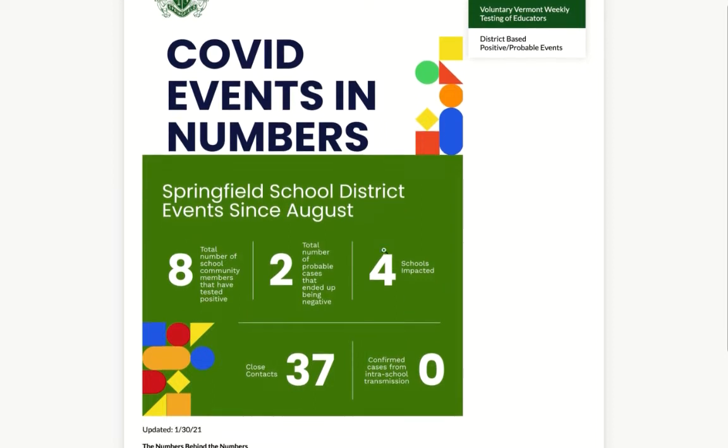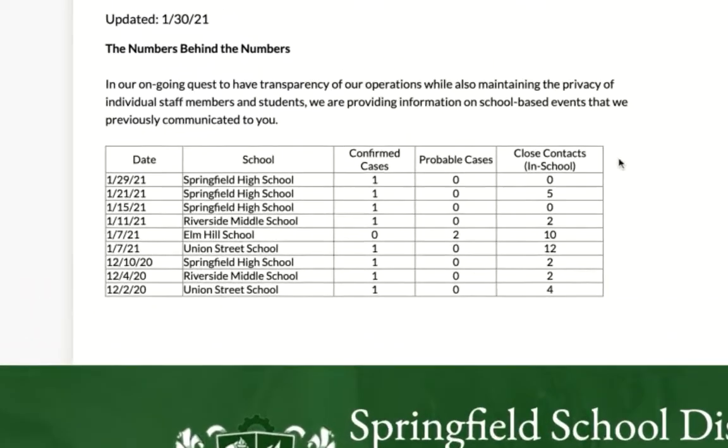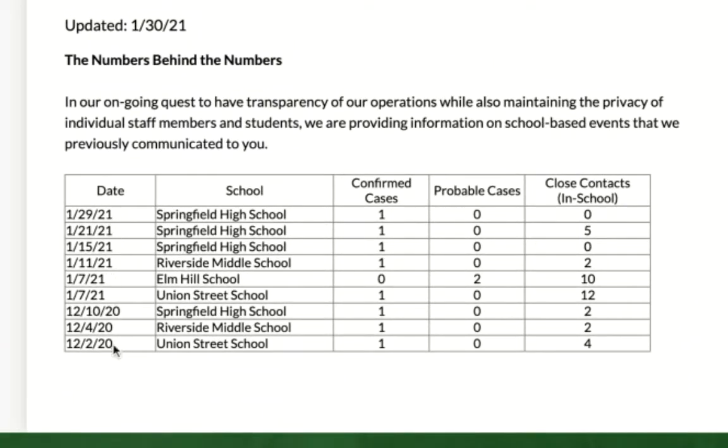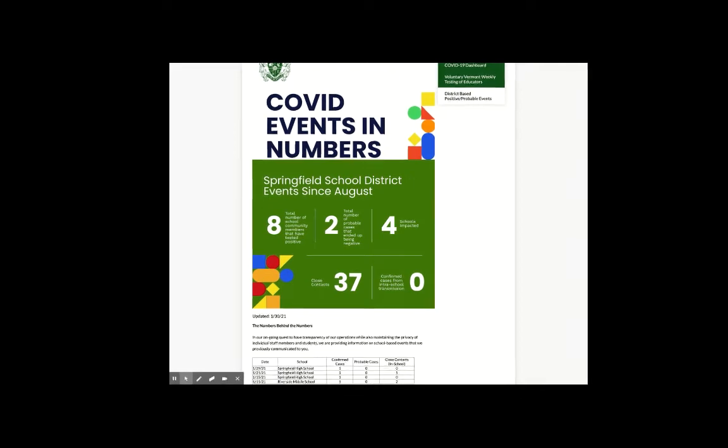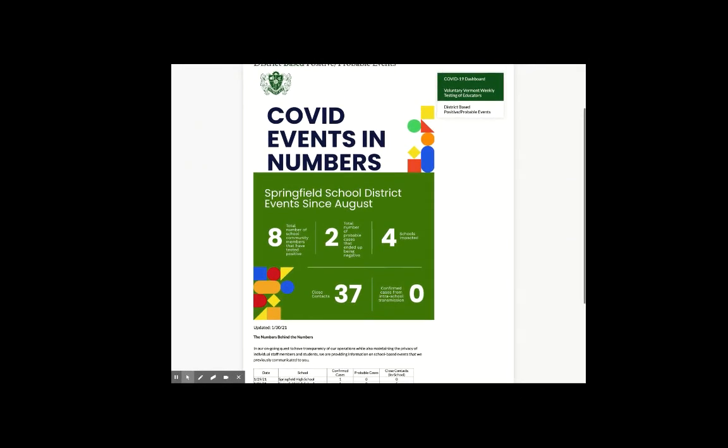In addition, just in terms of drilling down, here's the other additional information we're giving you: each of the different events from most recent to the oldest, the school they were at, the number of confirmed positive cases, the number of probable cases that we had to treat like a confirmed case, and then how many in-school close contacts there were, people that we ultimately had to ask to go quarantine in addition to the positive case. So it gives you an idea of the scope of what's going on, which I think is helpful for everyone in order to make some decisions about how risky or not risky you think it is for you as a staff member, or for you as a parent of someone in our school district.